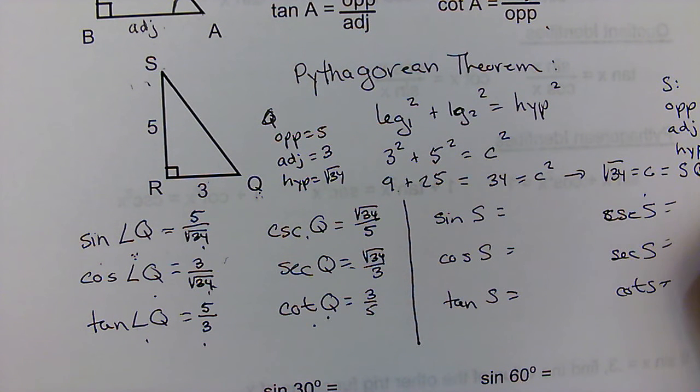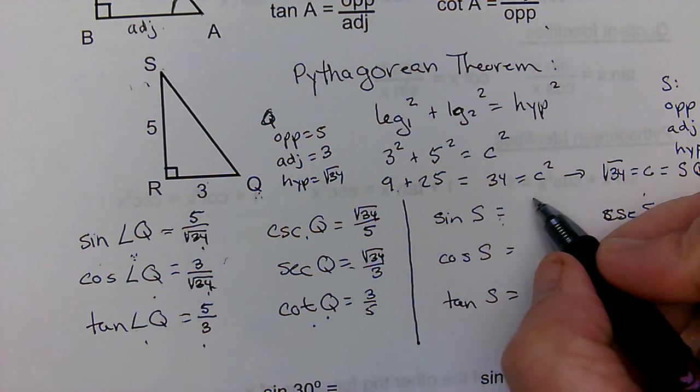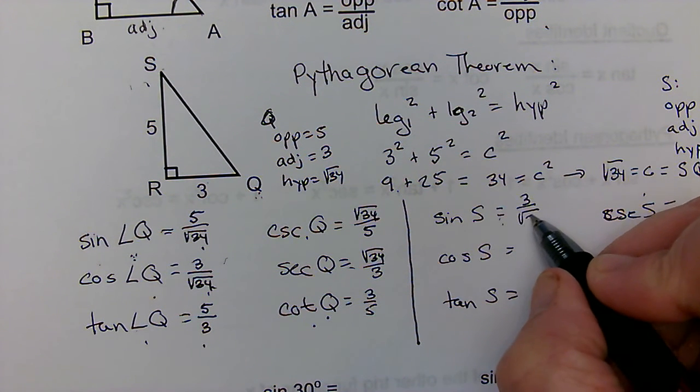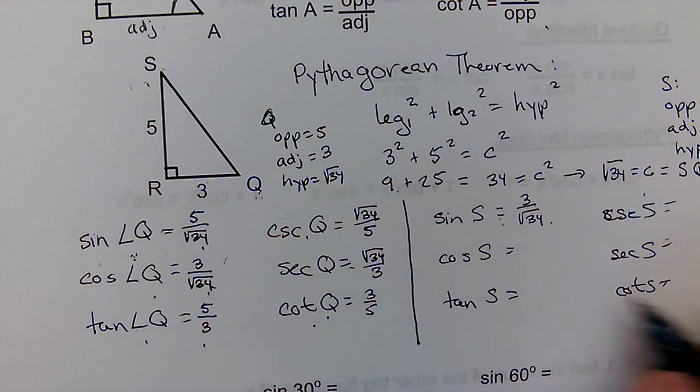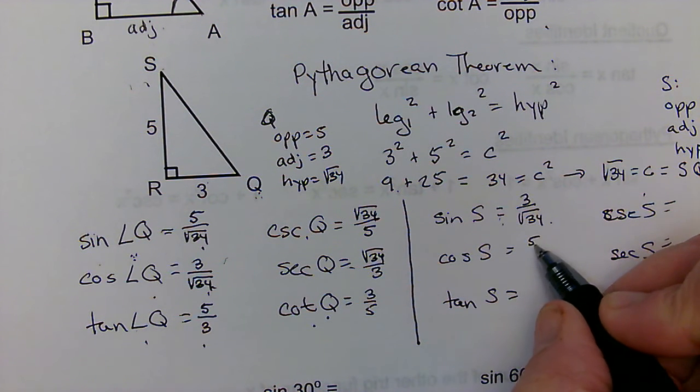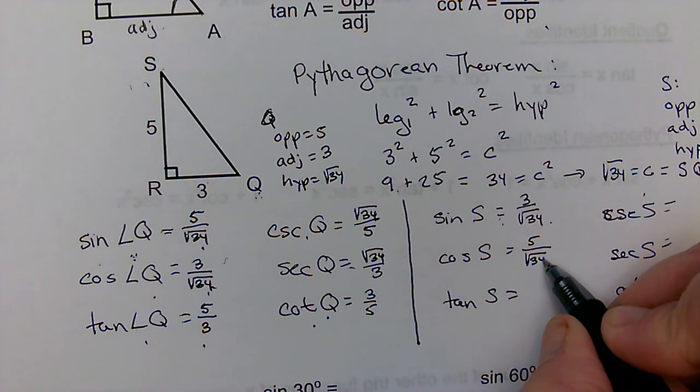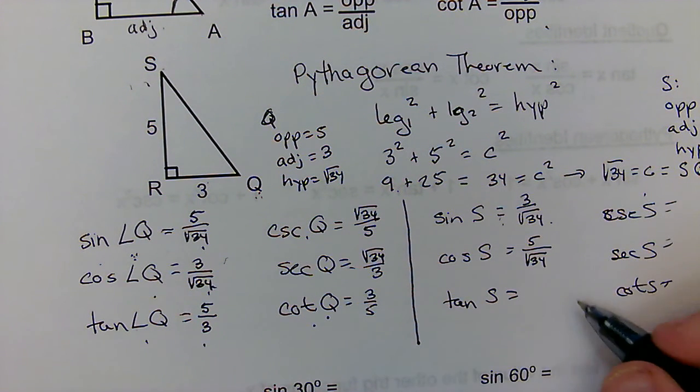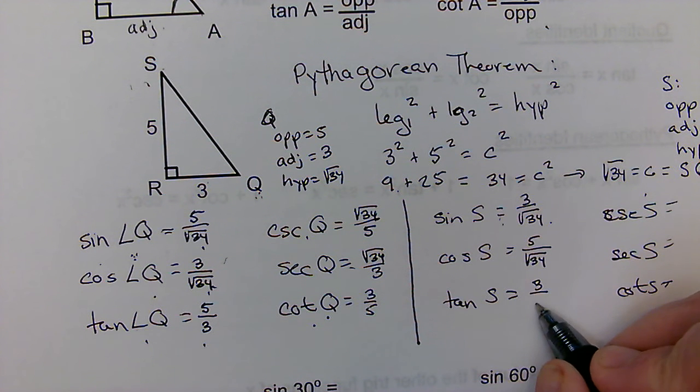So it still has the same hypotenuse, square root of 34, but the opposite and the adjacent have switched. So the sine is going to be 3 over the square root of 34, opposite over hypotenuse. Cosine is adjacent, 5, over hypotenuse, square root of 34. Tangent is the opposite, 3, over the adjacent, 5.